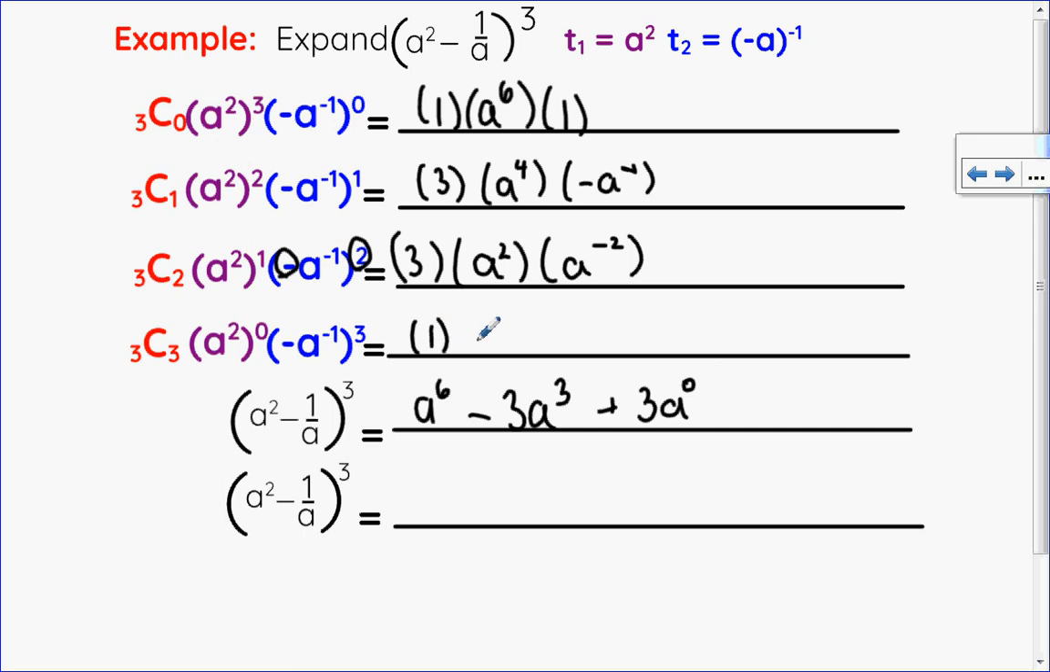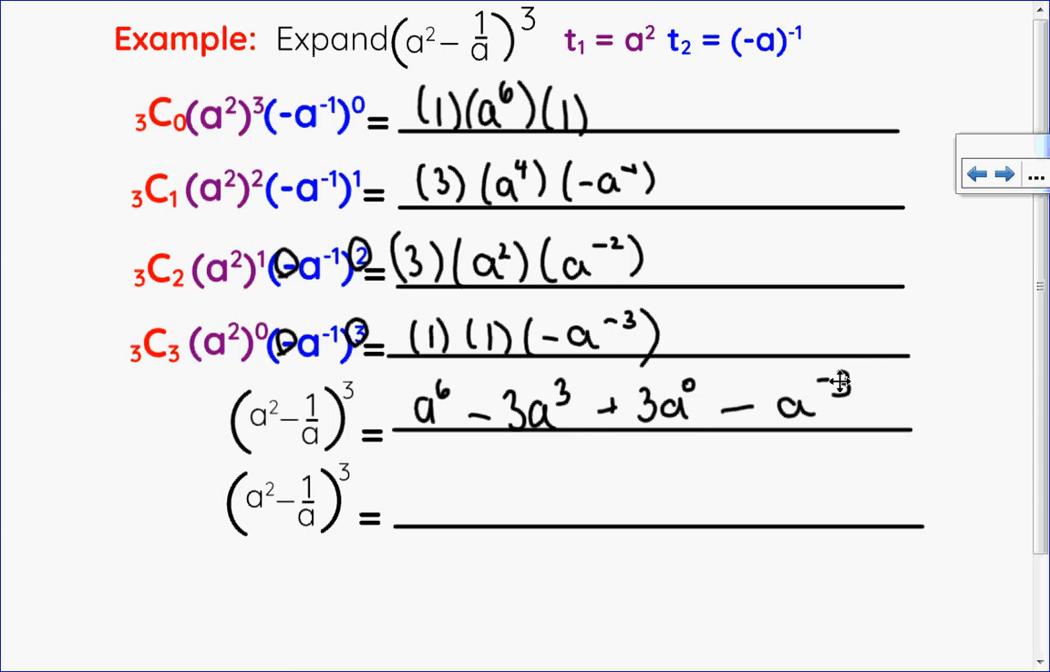Last one, 3C3 is 1. Anything to the 0 is 1. Negative base, odd exponent, my value is negative. A to the negative 3 times 3 is negative 3. So altogether that would be subtract a to the negative 3.